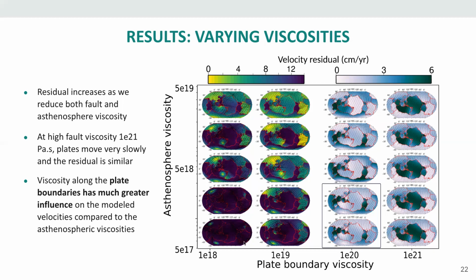So as you go down and left, which is if you reduce the asthenosphere viscosity and reduce the plate boundary viscosity, so you're reducing the resisting forces, the plates move really fast, and you see the plate residuals to be high everywhere. Like that's why the colors are so dark. And as you fix a plate boundary viscosity and increase the asthenosphere viscosity, there is more drag force at the base of the lithosphere, and the residuals increase a little bit.